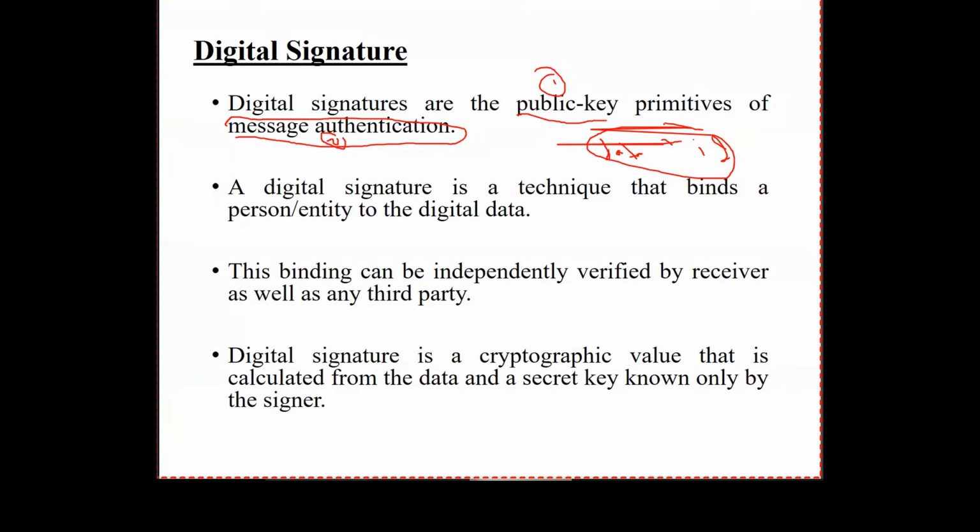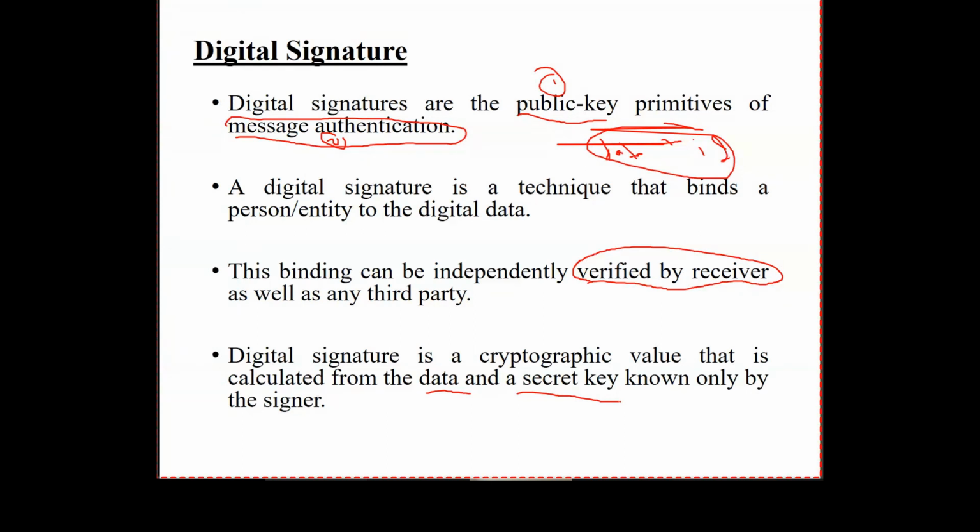Okay? Now, why do we bind them together? In order to verify the sender by the receiver. So if I receive a message, I need to make sure that this message came from my friend that I know, not someone claimed to be. Now, the value is calculated from the data and the secret key.